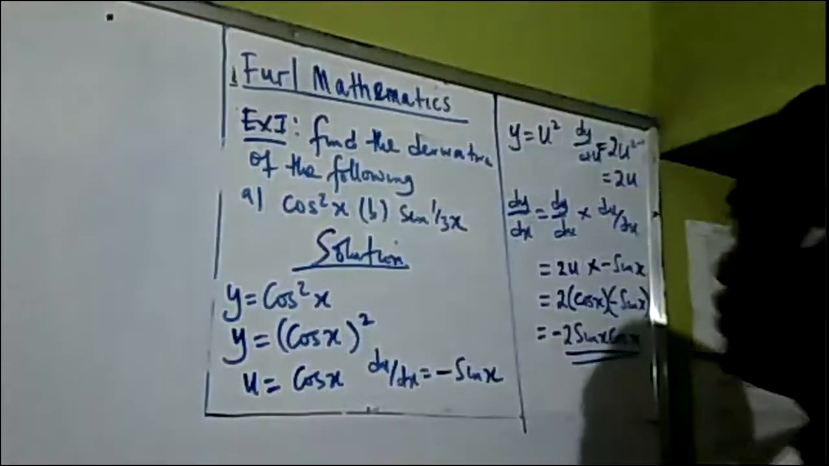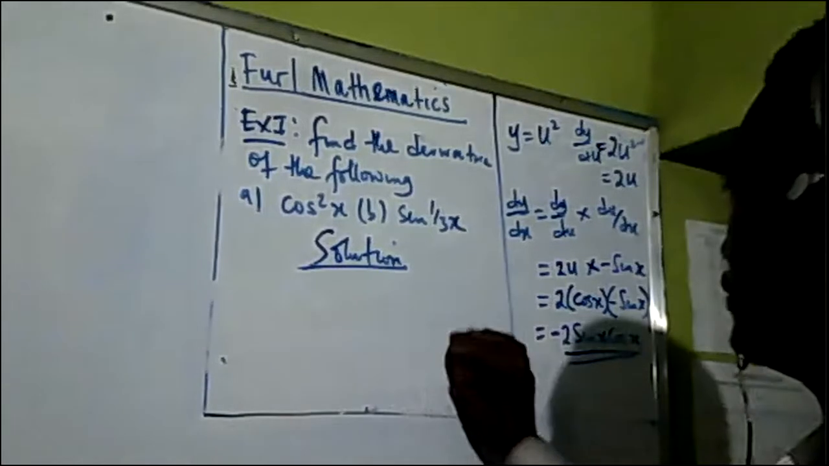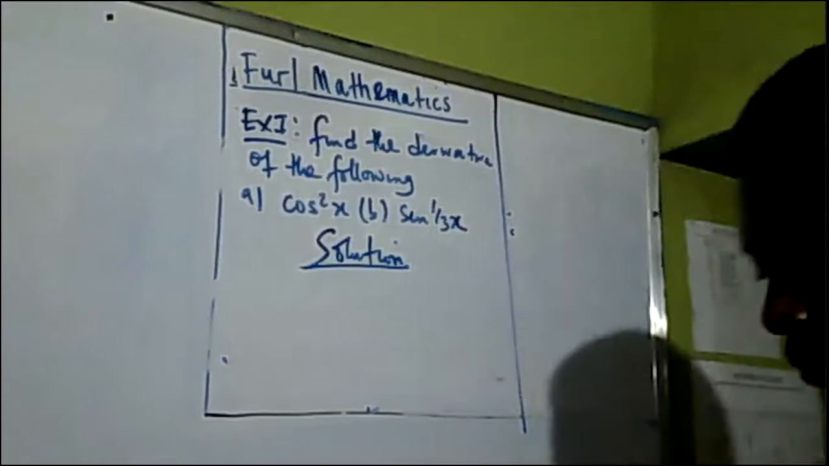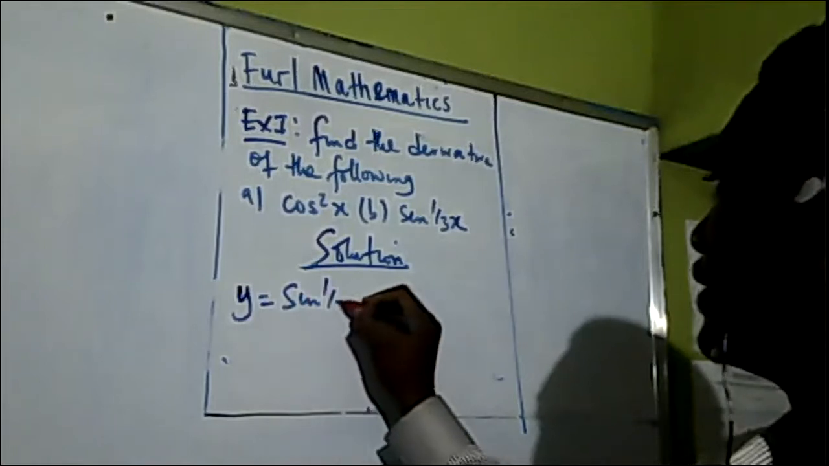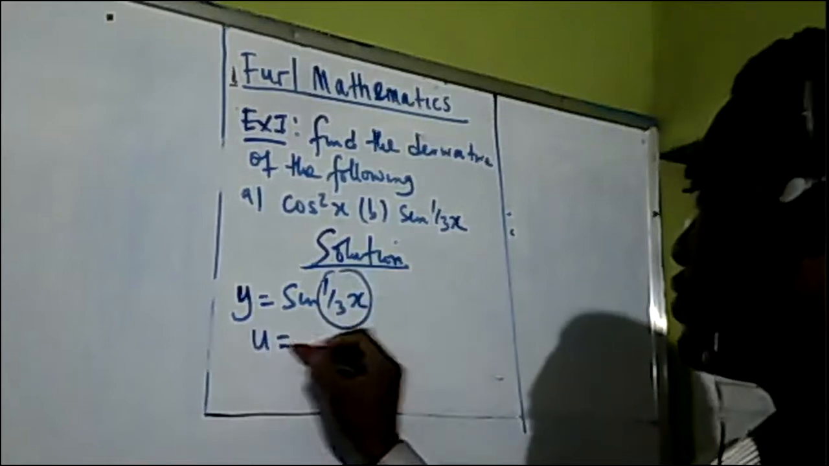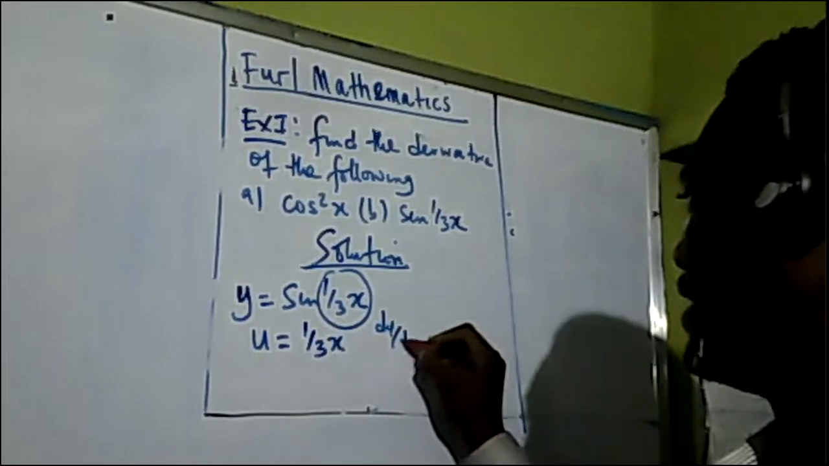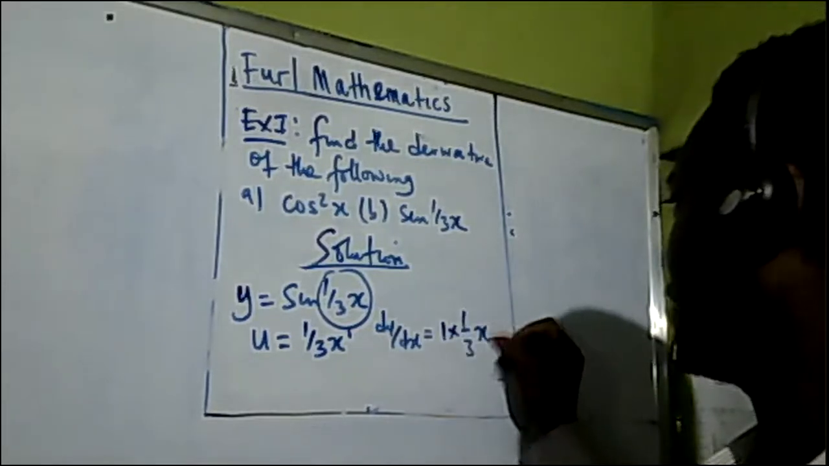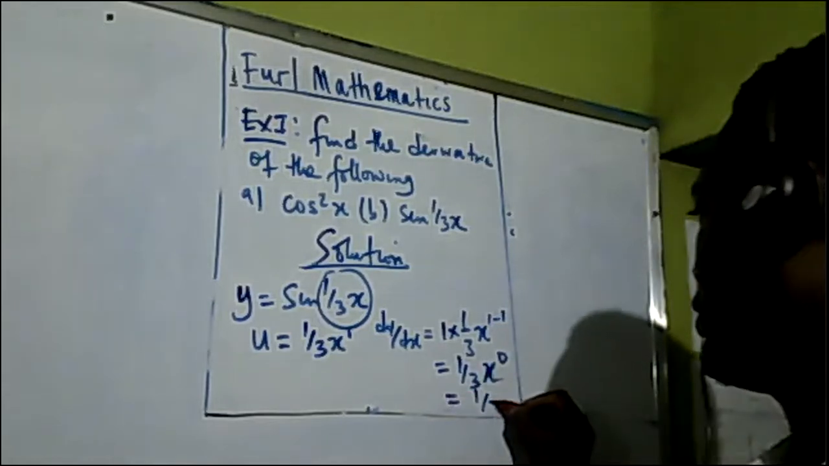Okay, let's solve the second one. So our question, y is equal to sine of 1 over 3x. So our u is this part. u is equal to what? 1 over 3x. Then du over dx will give us what? There is a visible one here. So 1 times 1 over 3 x to the 1 minus 1. So that gives us 1 over 3, right? Because this will be x raised to power 0, 1 over 3.